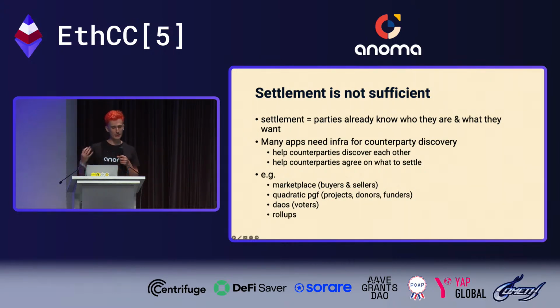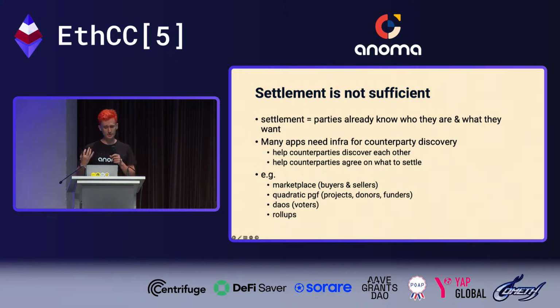But many applications actually need infrastructure for counterparty discovery, which is, generally speaking, users don't have fully formed state transitions, they have intents. They have the idea that they currently have Bitcoin and they'd rather hold some ETH. So they have the intent of selling a Bitcoin for some ETH. This is not something that they can settle on chain. They need to discover some counterparty that either holds the exact inverse or a number of counterparties with whom they can settle.